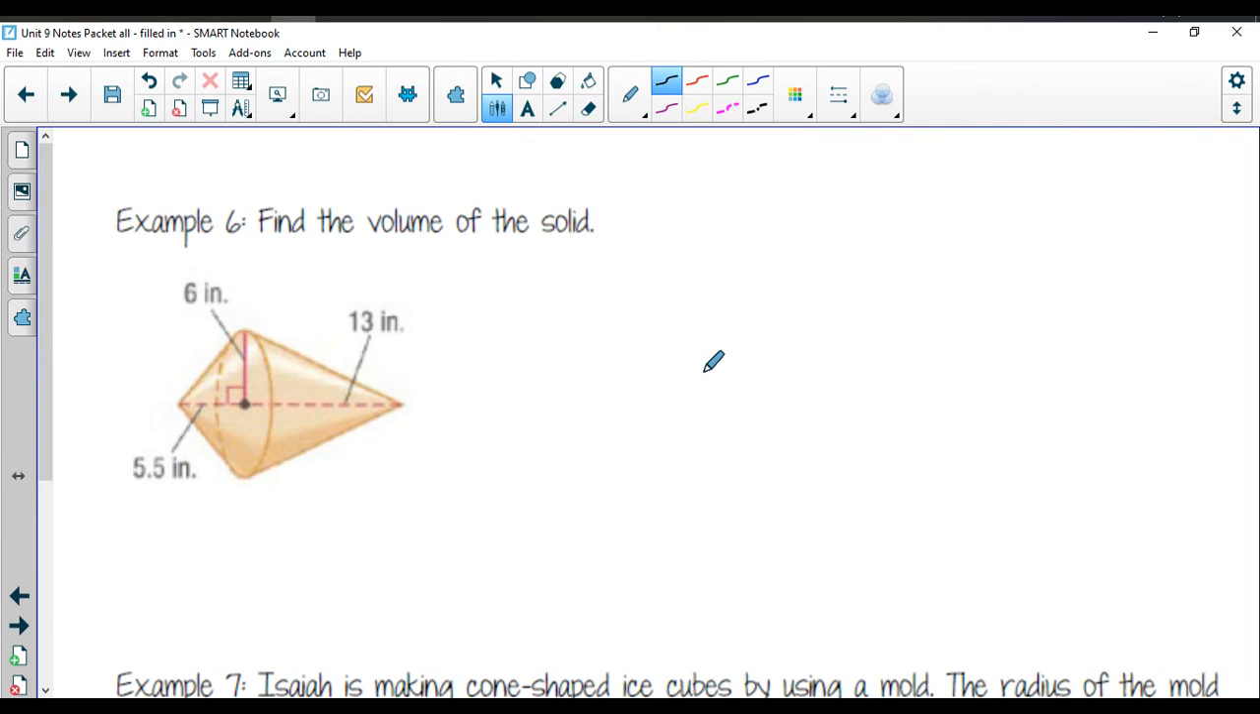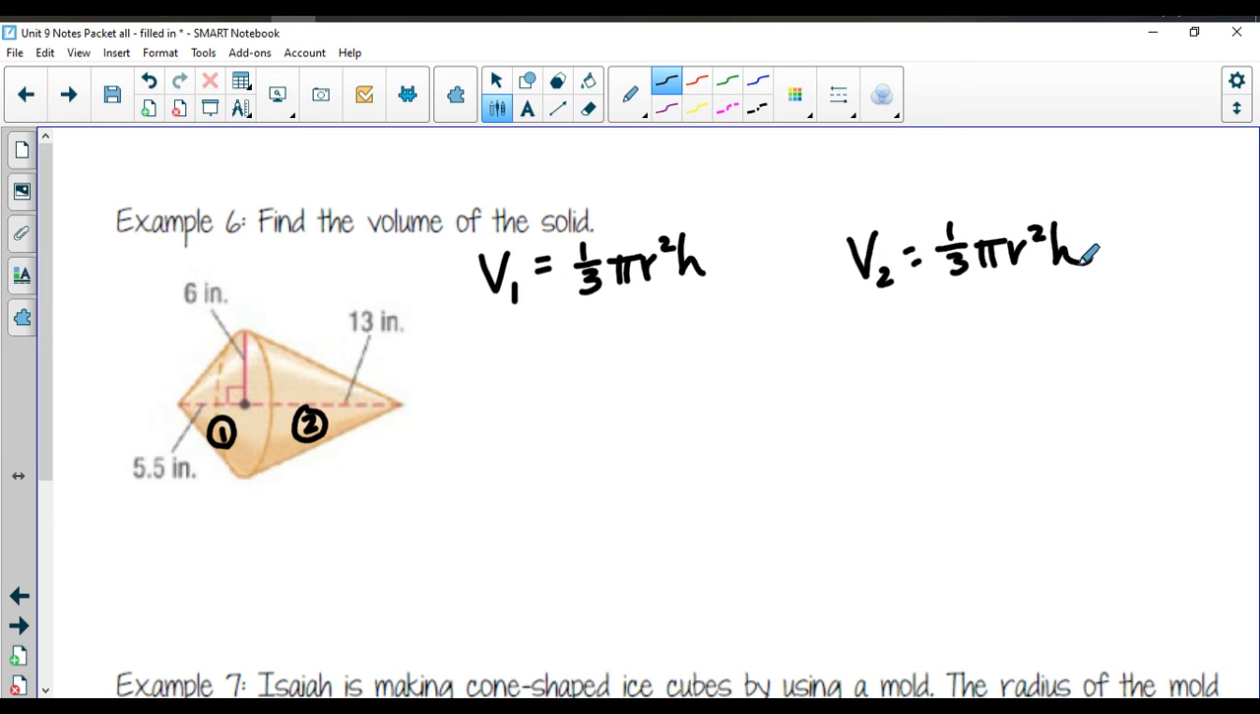In example number 6, find the volume of the solid. So notice the solid is actually made up of 2 cones. So we're going to call this cone 1 and this cone 2. So we're going to say the volume of cone 1 is 1/3 pi r squared h, and the volume of cone 2 is 1/3 pi r squared h. And then at the end, we'll have to figure out our total. So we'll have to add those two together then.